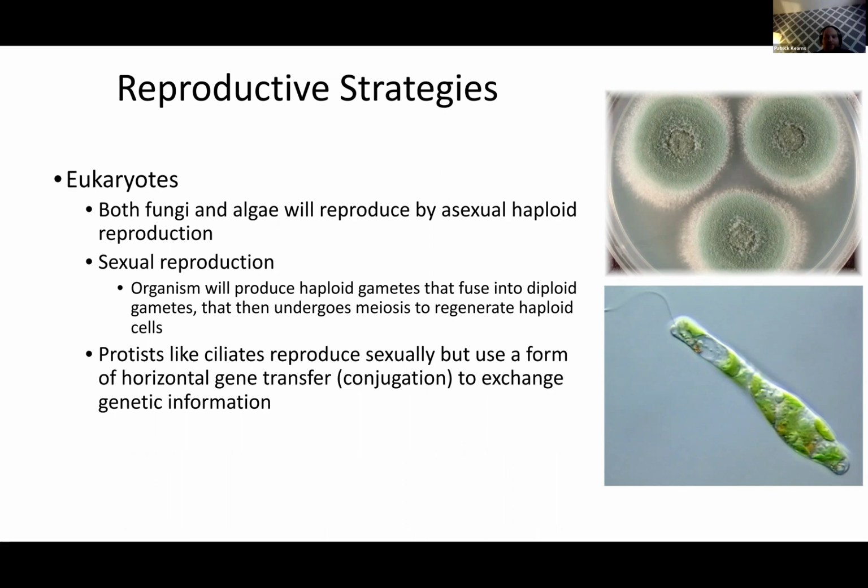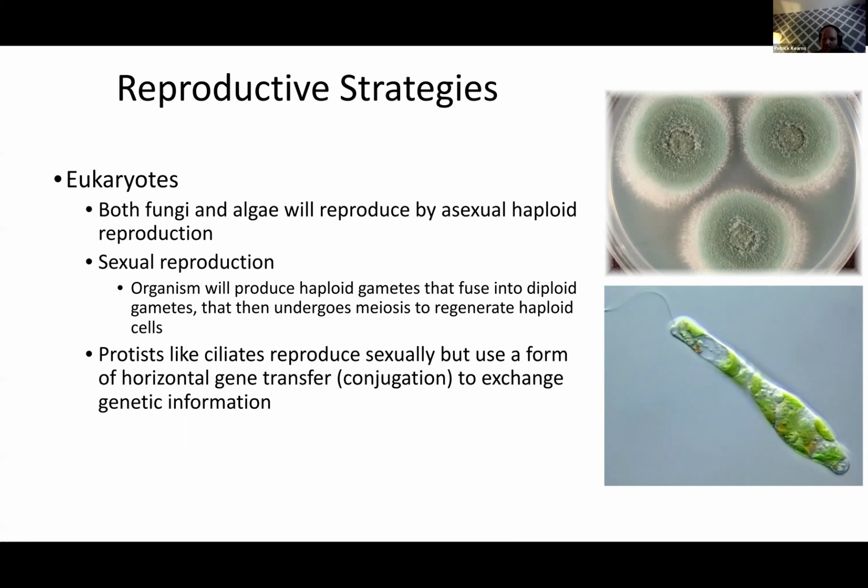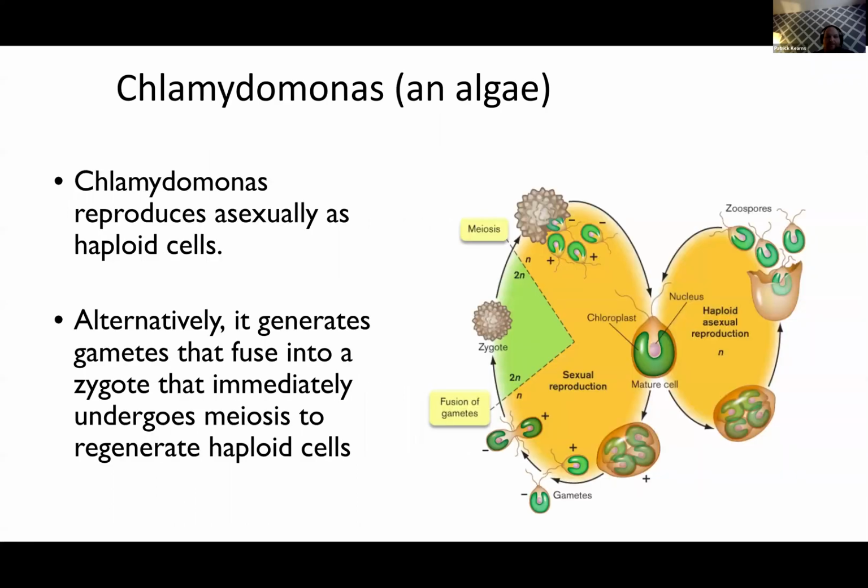Also as a note, protists such as ciliates here on the right reproduce sexually, but often perform horizontal gene transfer to exchange genetic information. So they're doing basically what bacteria do. It's not like traditional sex, but they're still exchanging genetic information. Remember, all sex is essentially exchanging genetic information.